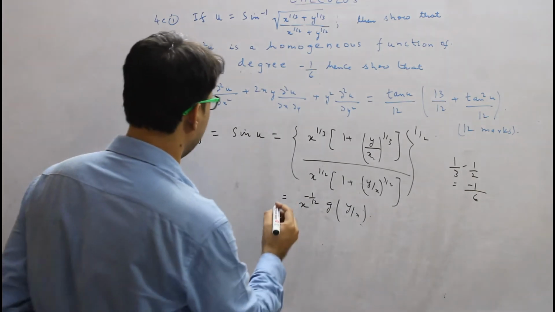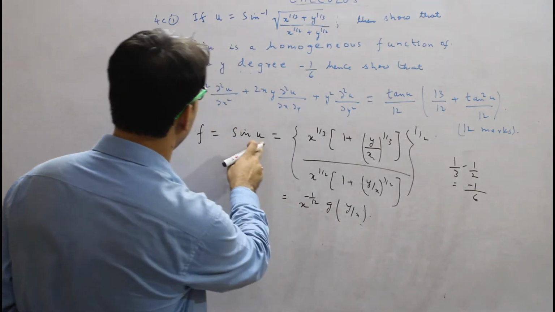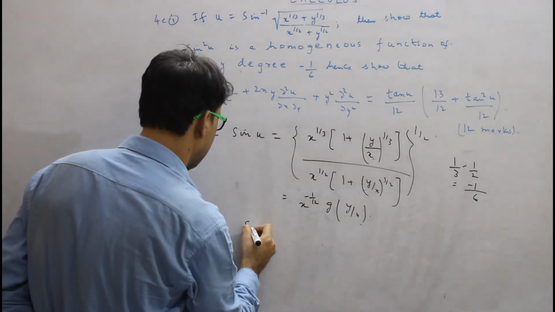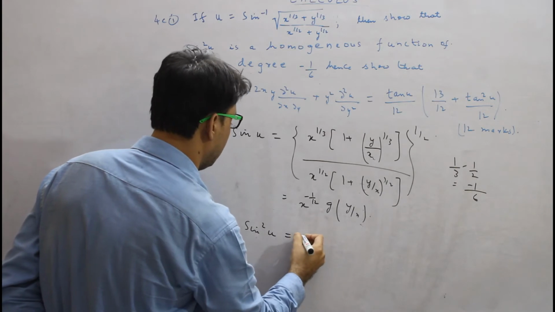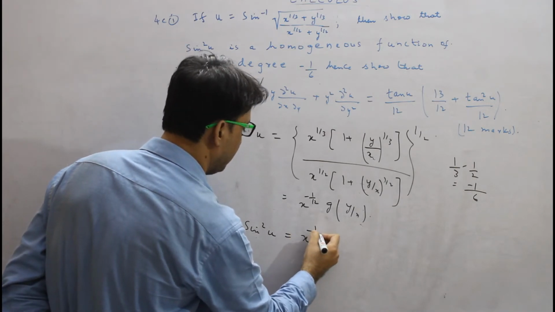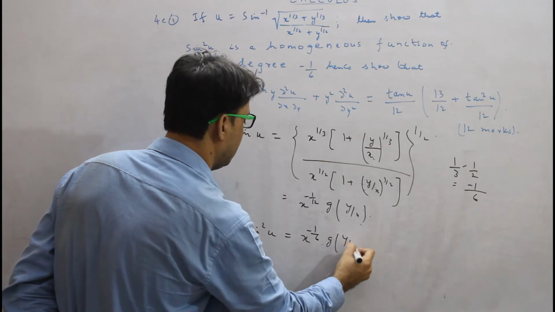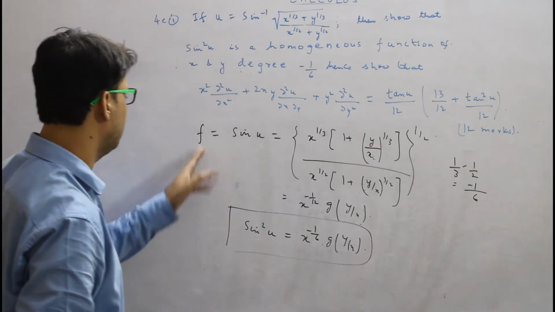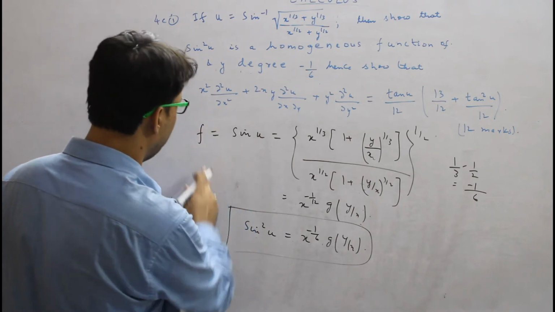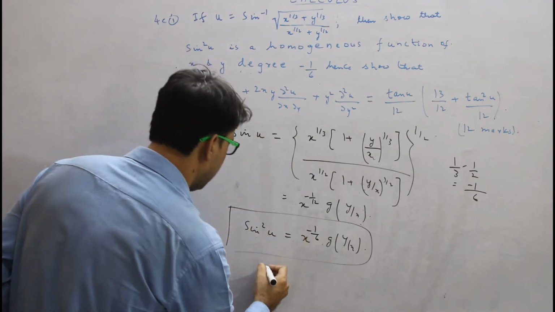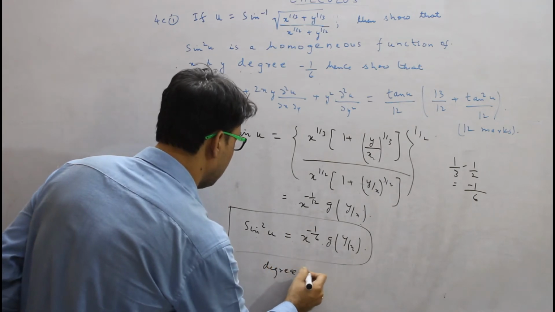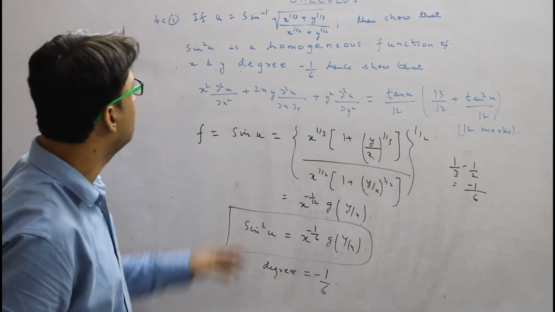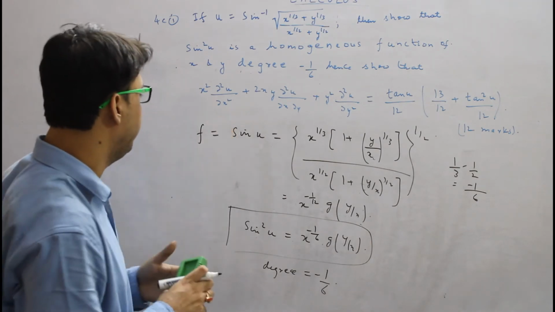So what is our n for this one? We have this function sine u, but here we are asking for sine square u. If I take sine square u, then this becomes x to the power 1 by 6 times this function. You can take any function here. So we have shown that its degree is minus 1 by 6 for sine square u. Okay, now I will proceed to find this value.